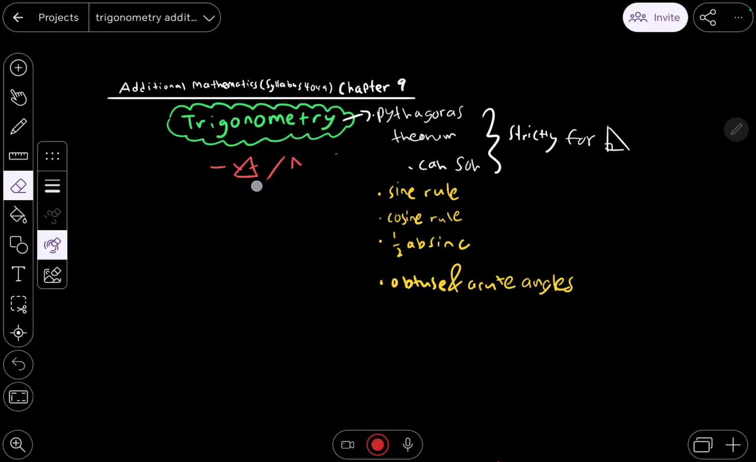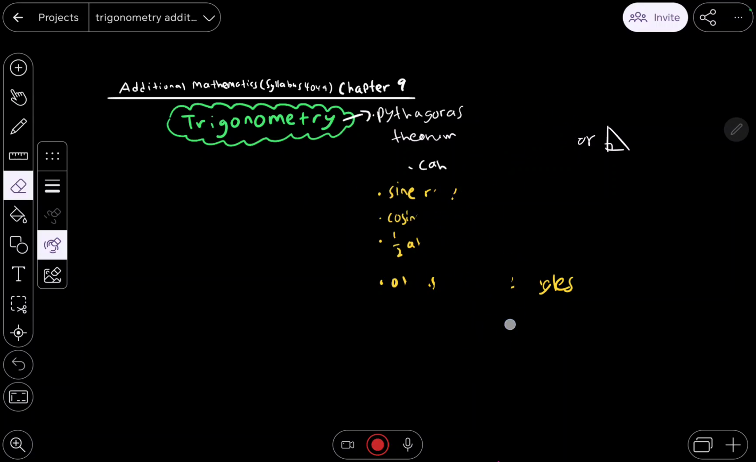I will be doing an intro for AMF Trigo. What is the syllabus coverage for additional mathematics syllabus 4049, and after that we will start to kick off Trigo as soon as possible.